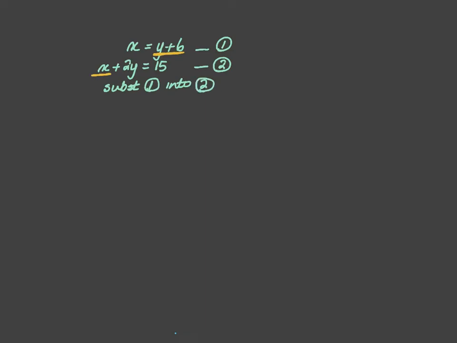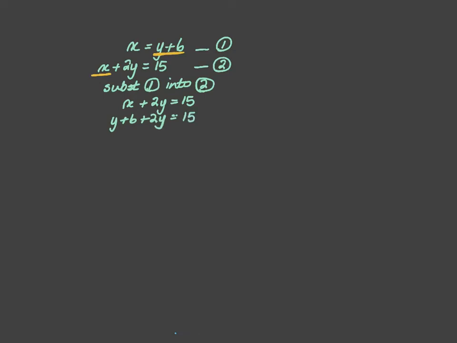So what you do is you write down equation 2, x plus 2y is equal to 15, and then in the next step, in the place of the x, you write y plus 6. So it's y plus 6 plus 2y is equal to 15.